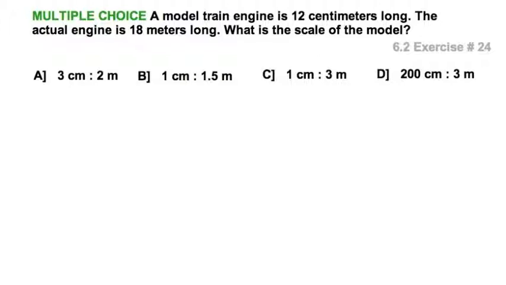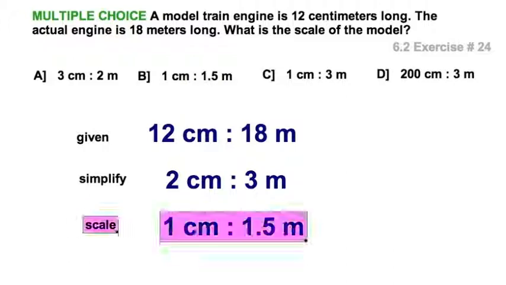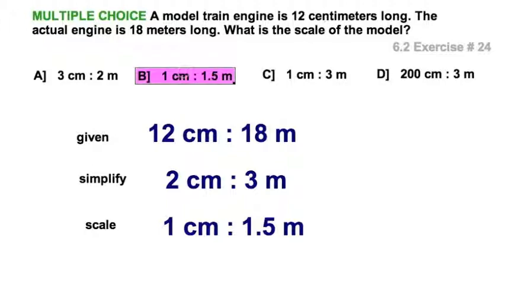So let's find a scale with this given here. Well, that's my given. I've got a 12 centimeter long model. The actual engine is 18 meters. Gosh, that's big. So I could simplify that. And here I've simplified it to lowest terms with integers at least. But in a scale, I usually want to know how much, for example, a centimeter or an inch is worth. So I'm going to take that and divide it by 2. And I'll make my scale 1 centimeter represents 1.5 meters. And that would be choice B right there.